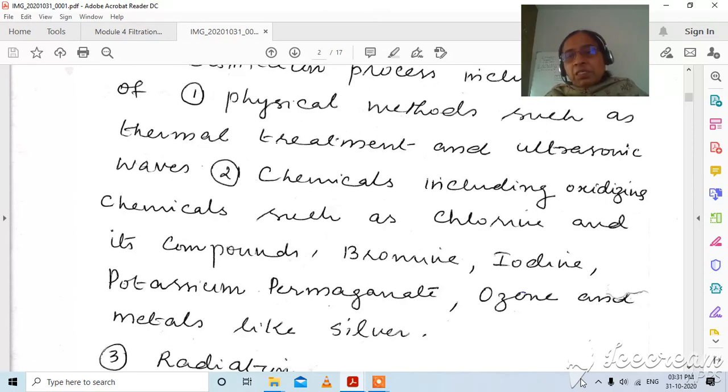That means we are passing radioactive waves, or the water is passed through radioactive waves, so that the microorganisms present in the water are getting disinfected or inactivated, and the water treated by disinfection by radiation is safe for drinking. But here we know that the radiation is very costly.